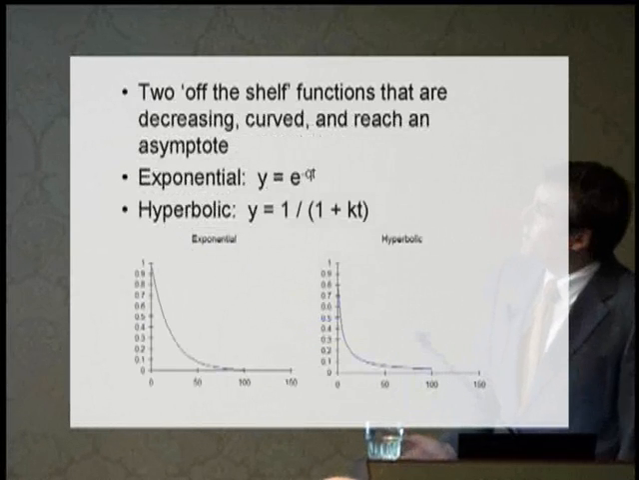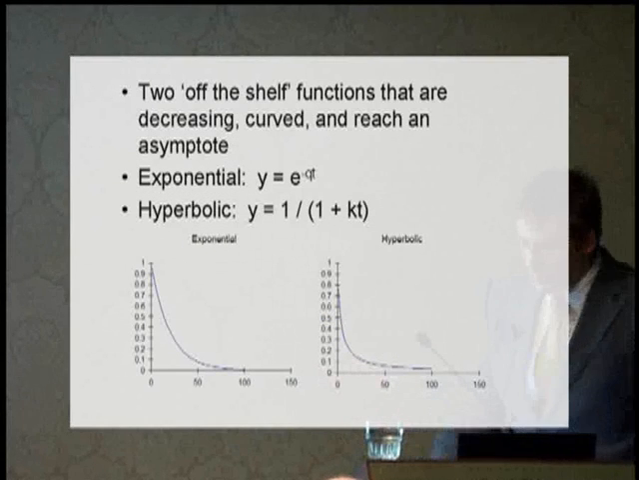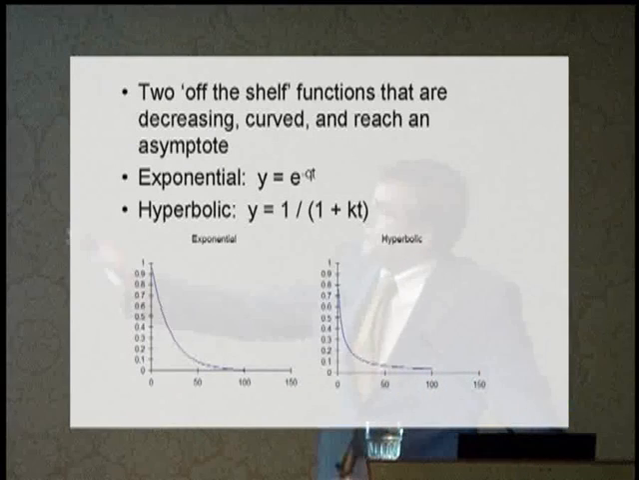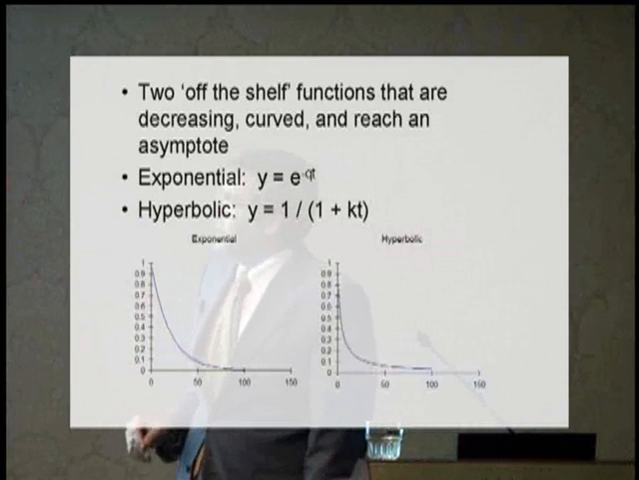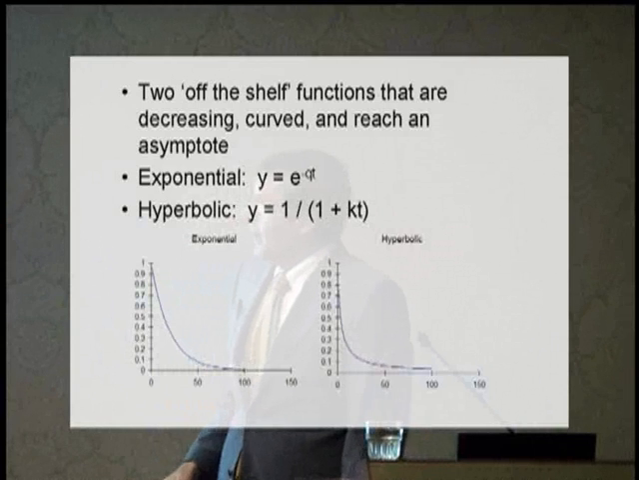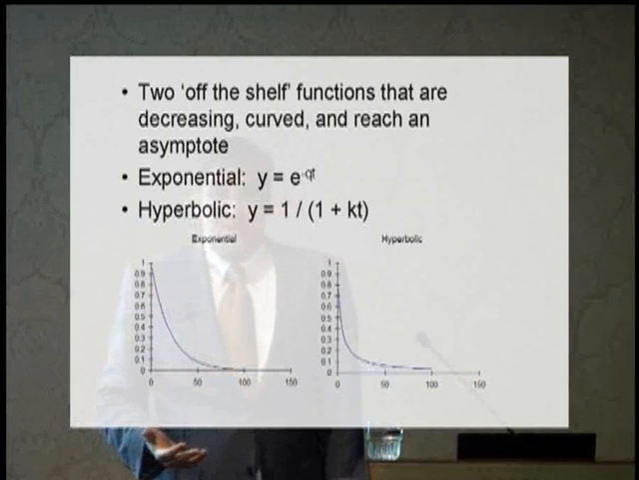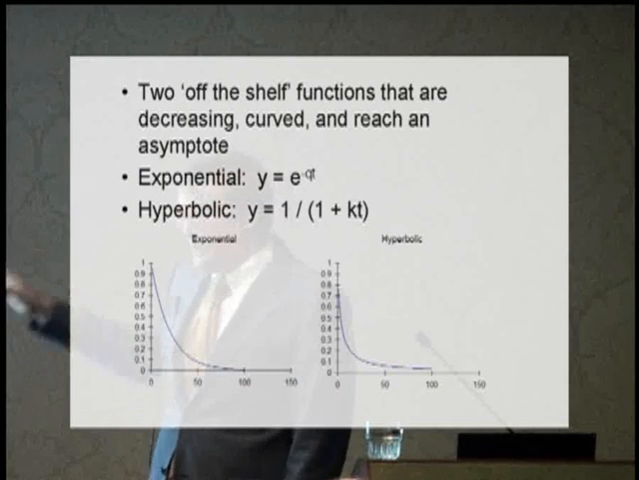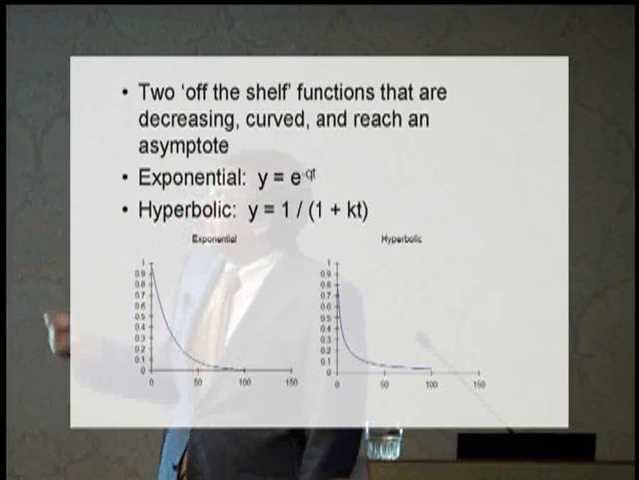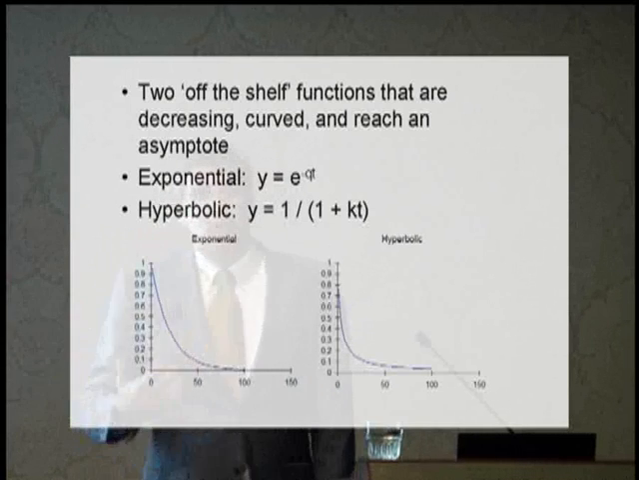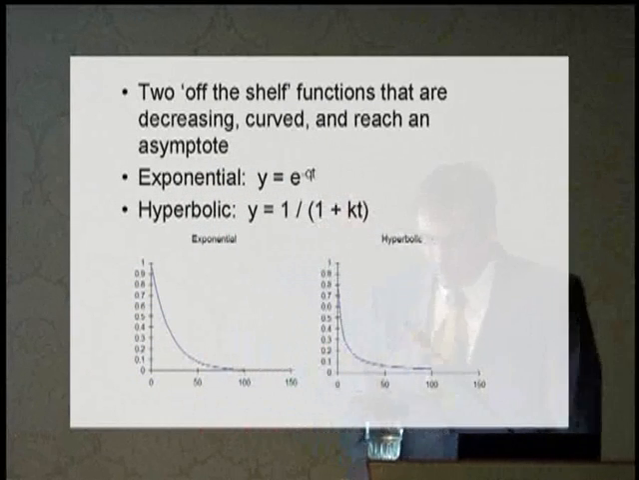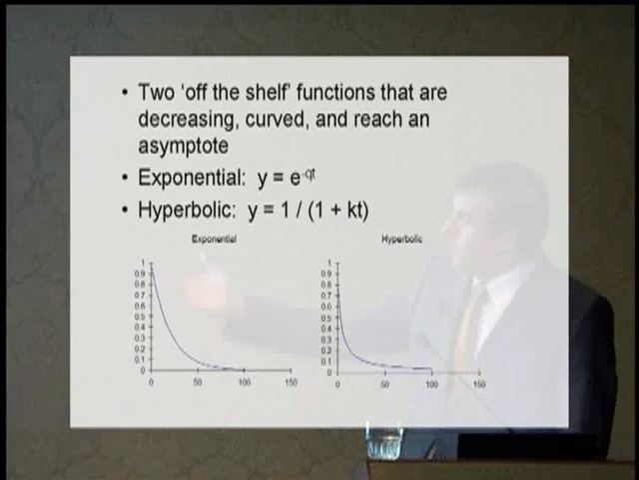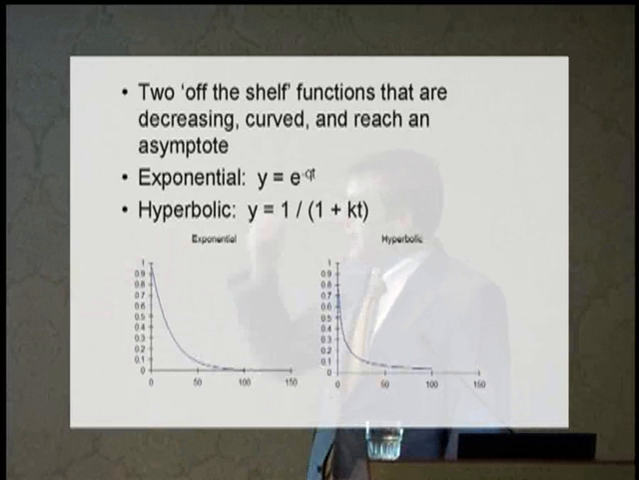Two off-the-shelf functions that possess those qualities, they're decreasing, curved, and reach an asymptote, are the exponential function and the hyperbolic function. I've shown the equations for the exponential and the hyperbolic, and then I've graphed them below. You do have to know a little bit of math. I guess I don't want to lie. You have to know a little bit of math, but it's not that much. You really can go a long way with just being familiar with a few simple functions, such as the exponential and the hyperbolic. Both of these functions are decreasing, curved, and reach an asymptote.